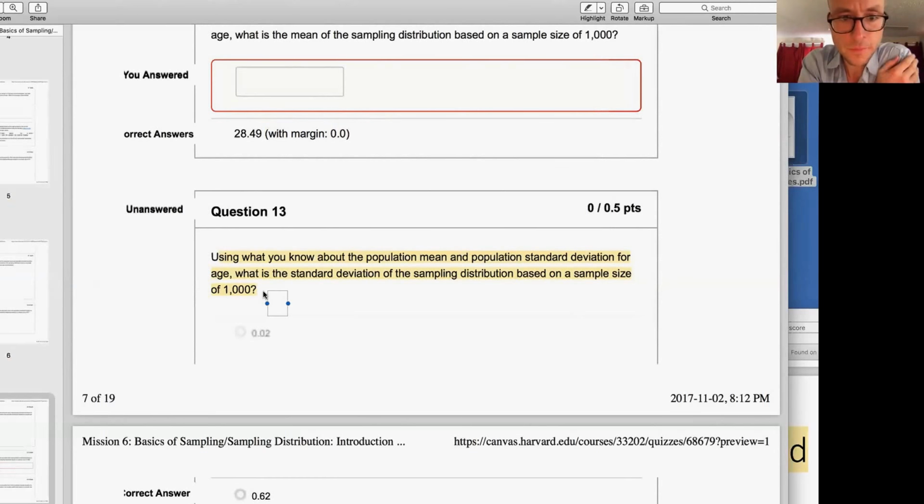Okay. Using what you know about the population mean and population standard deviation for age, what is the standard deviation of the sampling distribution based on a sample size of 1,000? What are we going to do? Well, we're going to take our sigma. We're going to divide it by the square root of 1,000. All right, so let's just do that.